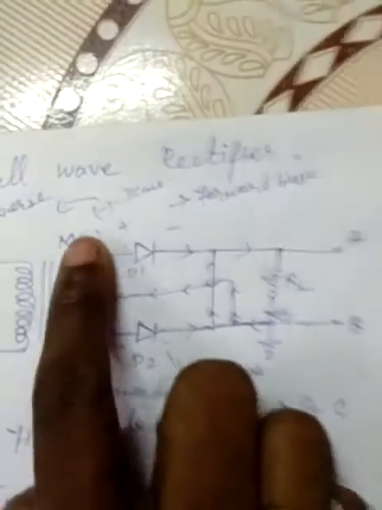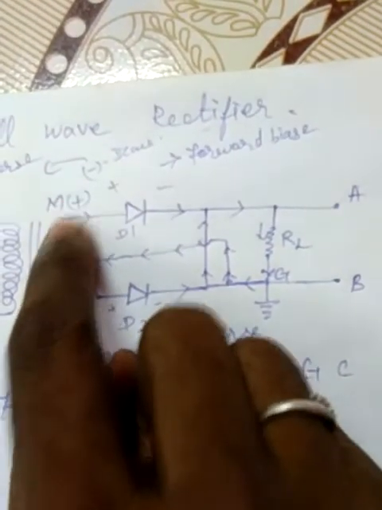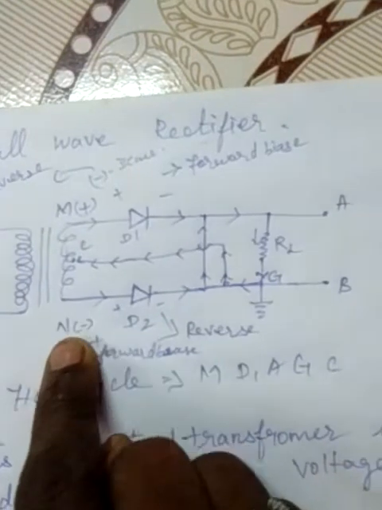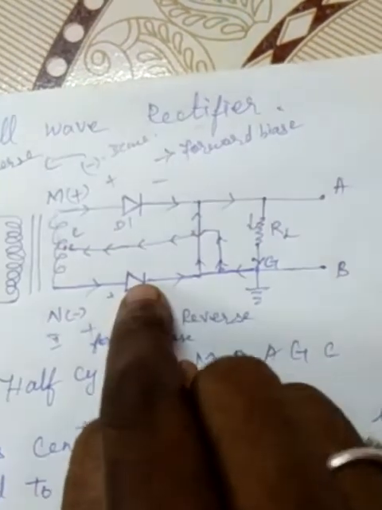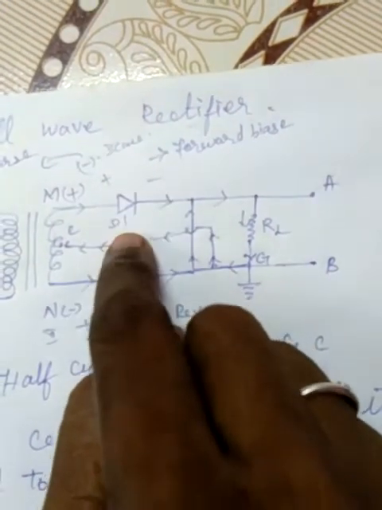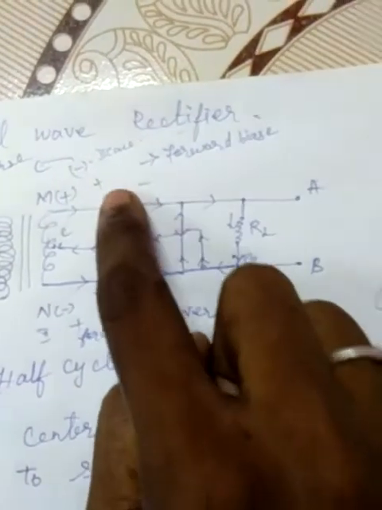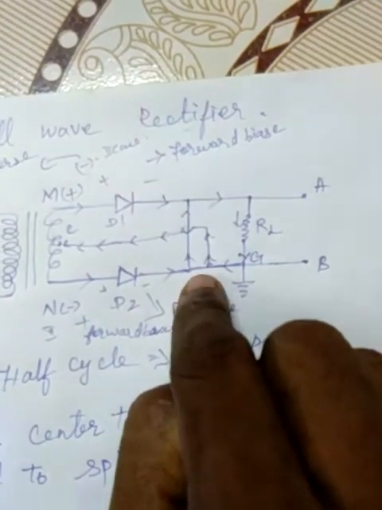This point here you are connected to that. First you are connected here, put the names M, here N. Next diode. Here also one diode. This diode is D1. This diode is D2. So next it's connecting some of the wire connected to the D2.